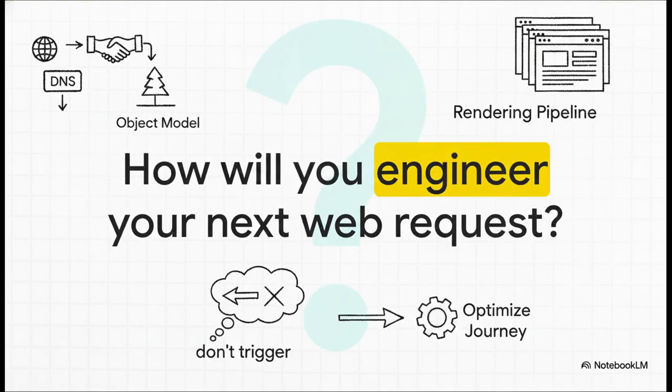So, we've taken what looks like web magic and broken it down into pure, sequential engineering. We've seen exactly how DNS lookups, TCP handshakes, object models, and the browser's rendering pipeline totally dictate your user's experience. Which leaves us with one vital thought to walk away with today. Knowing that the absolute fastest render is the one you never trigger, how are you going to engineer the hidden journey of your next web request?